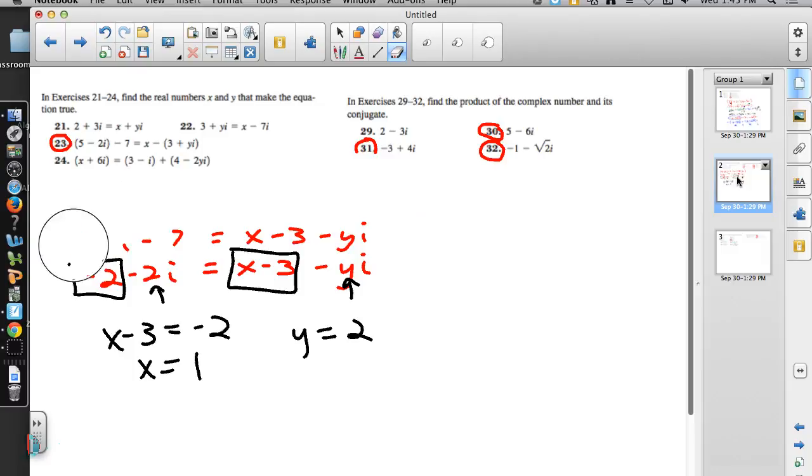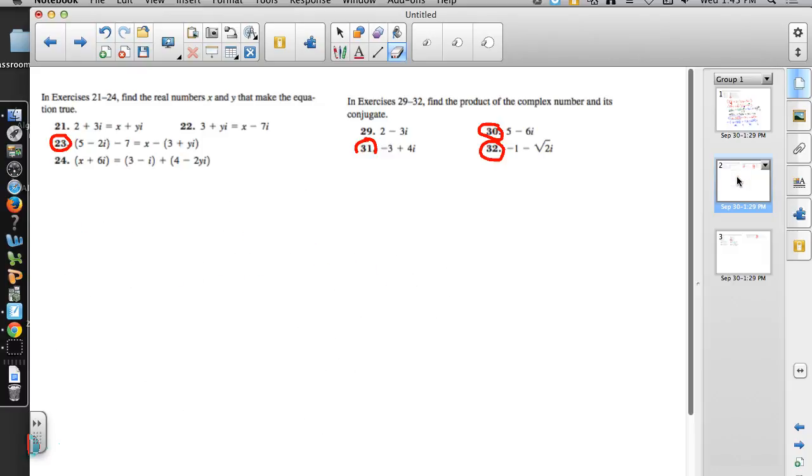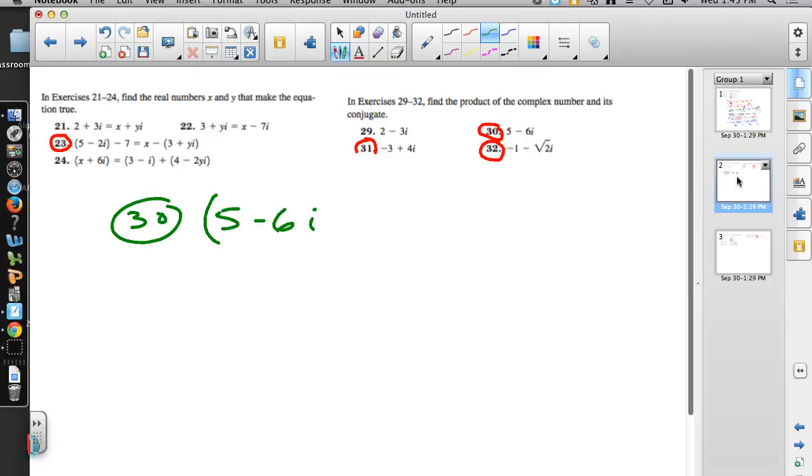All right, now for 30, 31, and 32, what we're doing is we're multiplying by conjugates. So we can see that sum and difference pattern that most often we recognize the other way, which is as the difference of 2 squares when we factor.